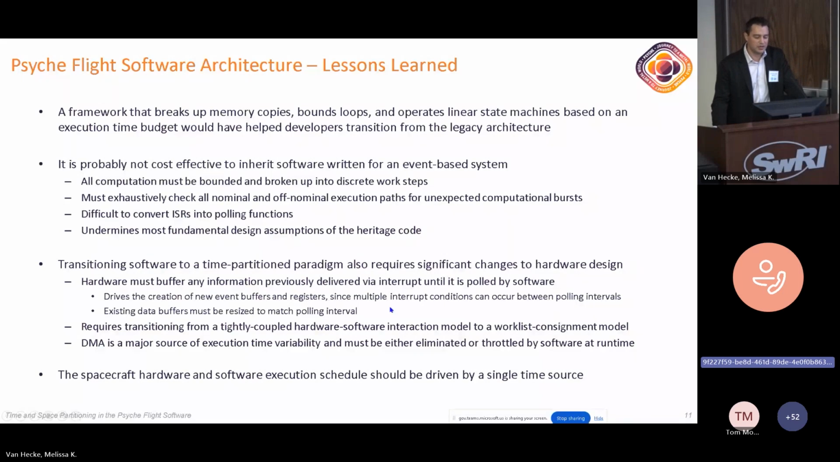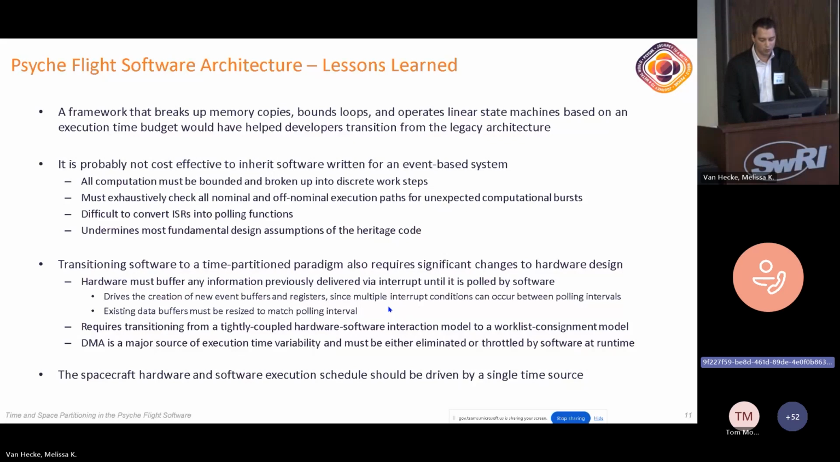There were, in the legacy architecture, a lot of hardware-software interaction models where the software would give the hardware a little bit of work to do, the hardware would raise an interrupt, and it was sort of this tight loop of interaction. And in a polling model where we poll less frequently, that really needs to become what I would call a work list consignment model, where the software is going to build a list of things for the hardware to do, give that to the hardware, which would click through those operations, build a log list of results, and then have that ready when the software polled again.